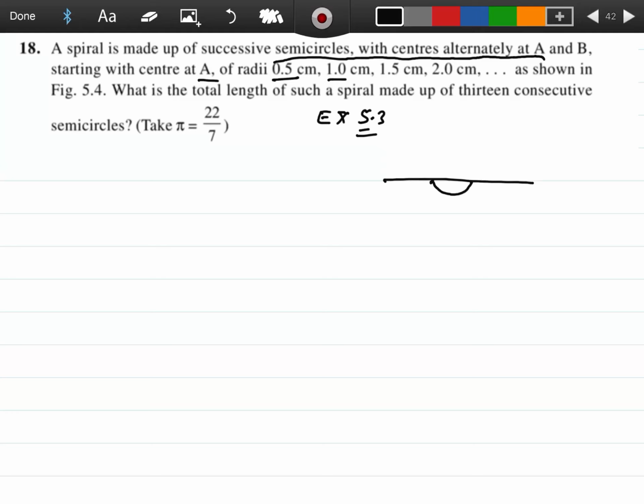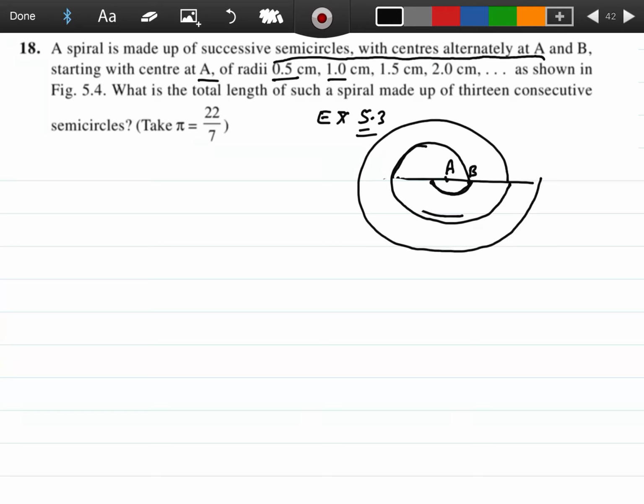Now once again I am going to draw this. Here the first semicircle with center A is intersecting B. Then the second semicircle with center B, and the third semicircle again with center A. In this way the semicircles have been drawn to make a spiral.